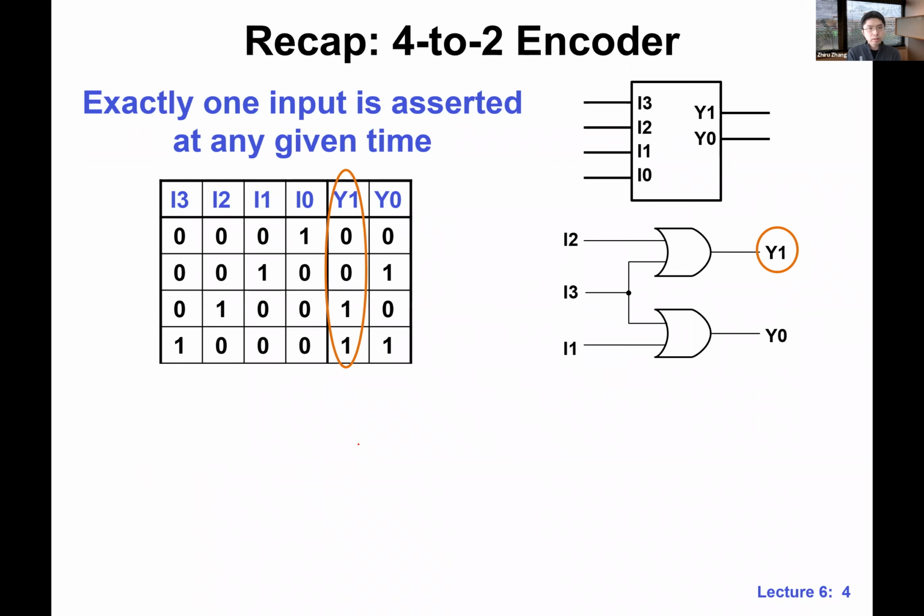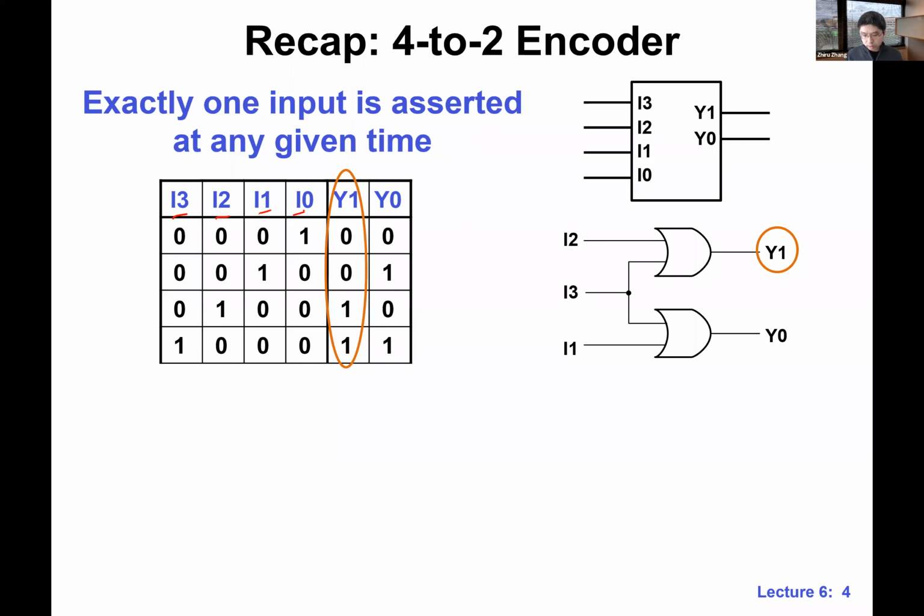Last time we also talked about this 4-to-2 encoder. An encoder is the opposite of a decoder, so with an encoder we have more inputs than outputs. For this specific kind of encoder, let's say we have 4 inputs, and only one of the inputs will be hot, or 1, at any given time. This is a given; this is how we define this specific encoder. Over here we have 4 inputs, I3, I2, I1, I0. Essentially, they encode the index of the output line that will be asserted. This is basically what these inputs are doing.